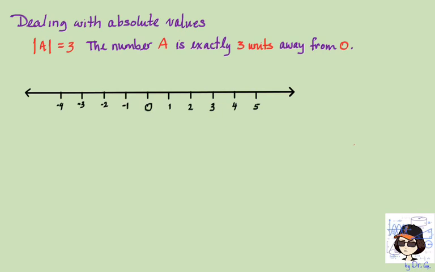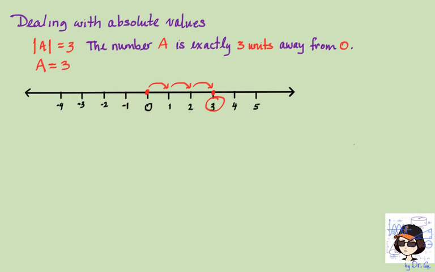So let's find it. I start at 0, mark off 0, and then I start walking 3 units away. I'll go to the right, 1, 2, 3, and I land at positive 3. No surprise. So that just means the number A has to be 3.